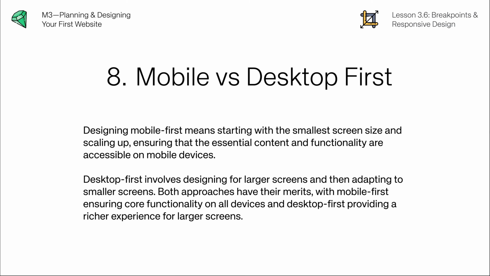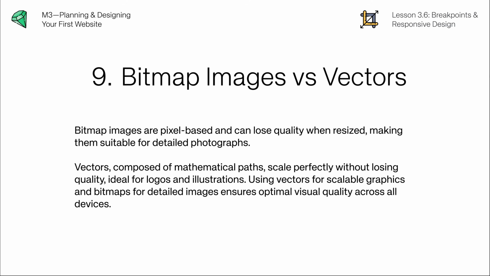And finally, number 9, bitmap images versus vectors. Bitmap images are pixel-based and can lose quality when resized, and these are suitable for detailed photographs, for example. Vectors, on the other hand, are composed of mathematical paths and scale perfectly without losing quality. These are ideal for logos and illustrations. Using vectors for scalable graphics and bitmaps for detailed photos ensures optimal visual quality across all devices.